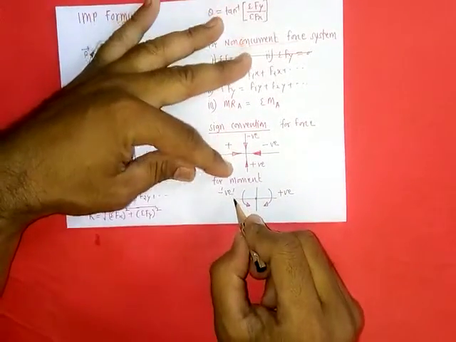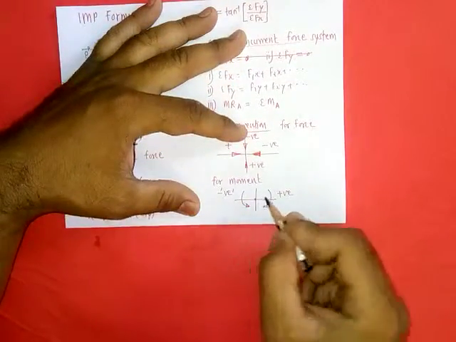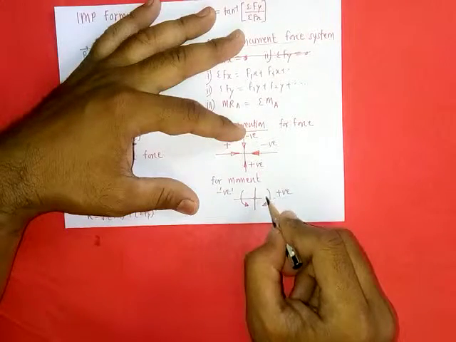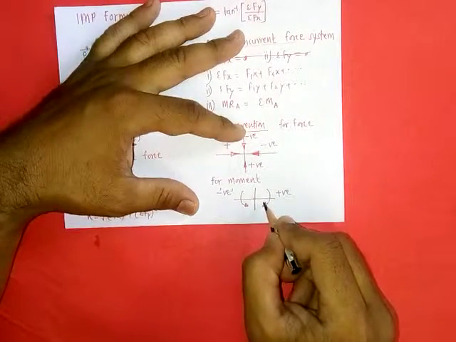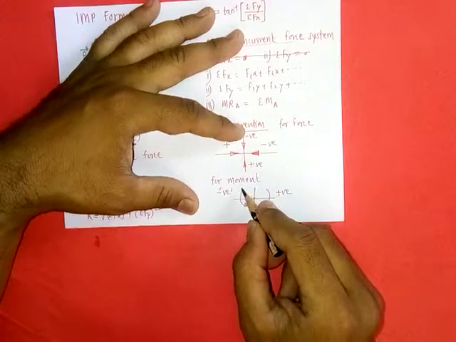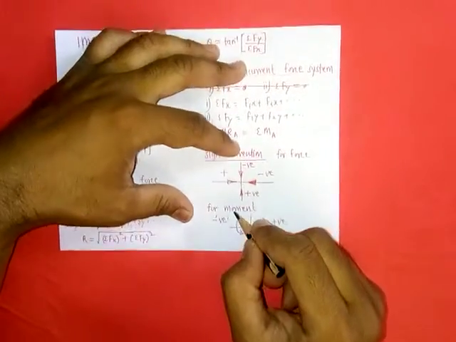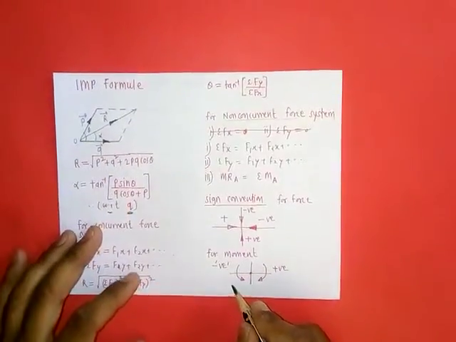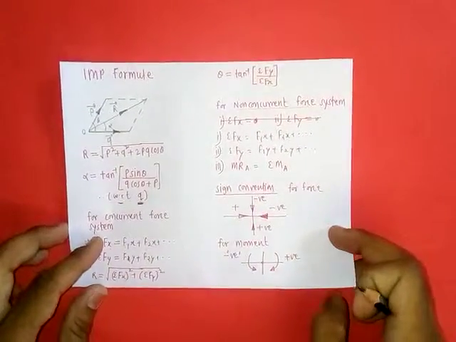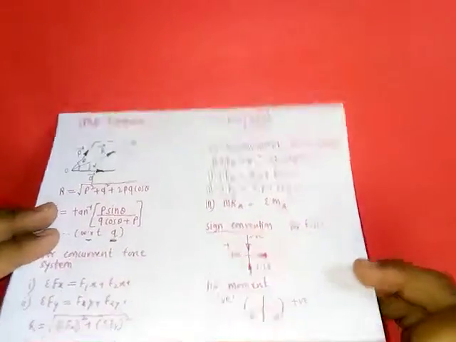The next sign convention is for moment. If a moment about a point tries to rotate the body clockwise, then it is positive. If it is trying to rotate the body in the anti-clockwise direction, then we will treat this as negative. So these are the formulas and sign convention. So let's solve the first numerical.